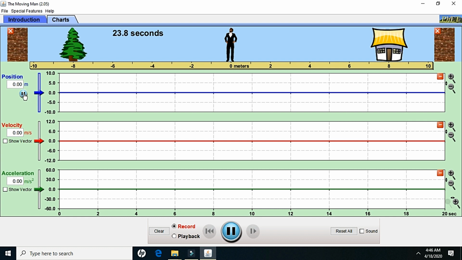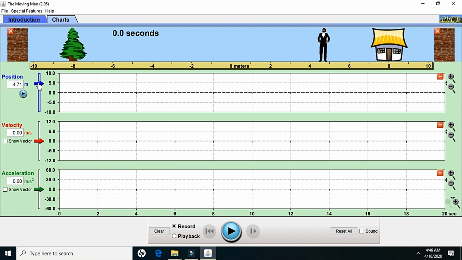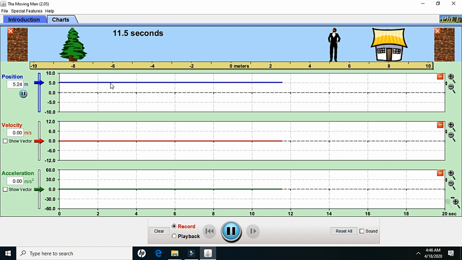Now there may be some other cases also. For example, if we change the position of that man to 5 meters, so I'm placing him at 5 meters now. He is now standing at 5.24 meters and time again started. Time is increasing, but his position is not changing. This is also a case where we can say that yes, he is at rest, but now the graph is slightly higher because the position is changed to 5 meters.